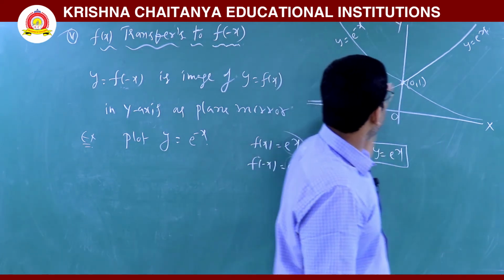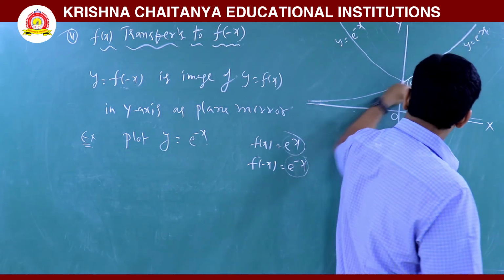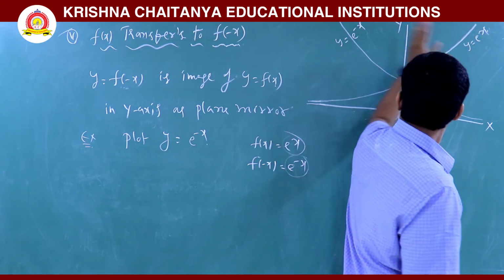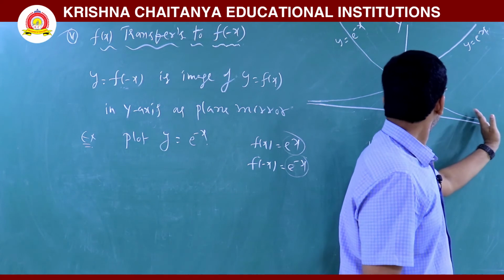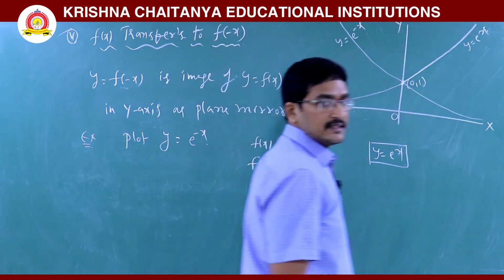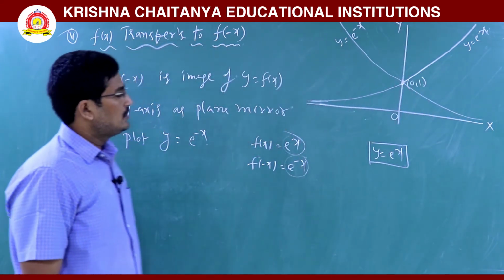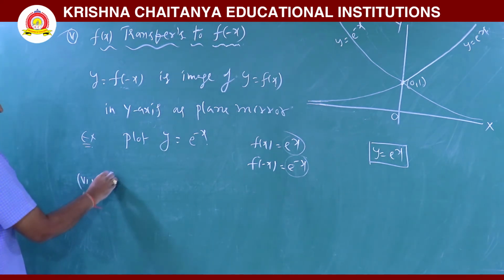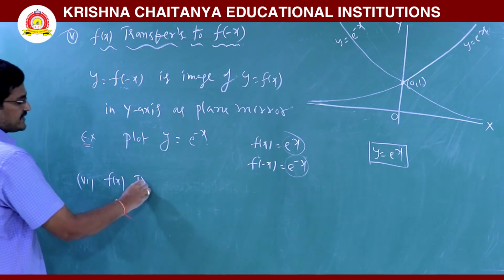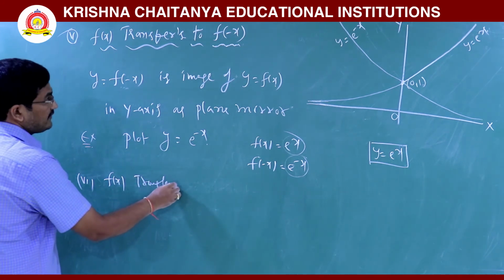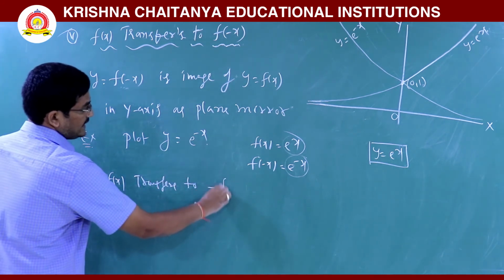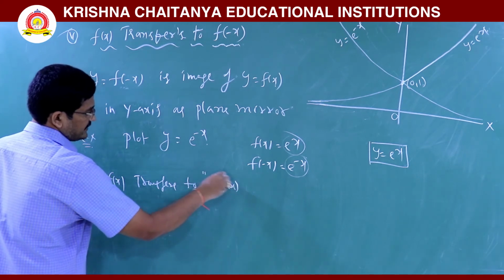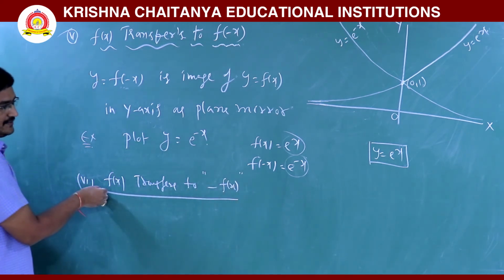So it is y equal to e power x. For this curve, the image of this curve is this one with respect to y-axis. I have understood. Okay, next one more transformation we have to discuss. f of x transfers to minus f of x.